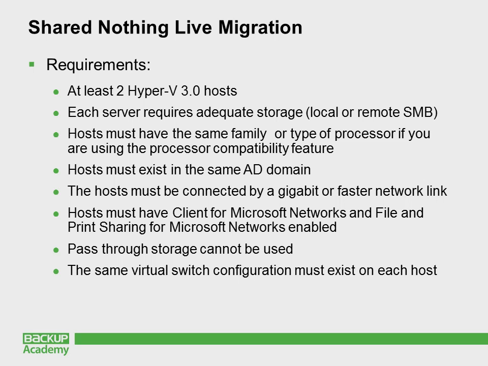The next criteria is that the hosts have to be connected to each other by a gigabit or faster network link. Live migrations are bandwidth intensive, and you have to have that gigabit or higher network link to facilitate shared nothing live migrations. Another requirement, and this is a biggie, is that the hosts have to have the Client for Microsoft Networks and the File and Printer Sharing service for Microsoft Networks enabled. Otherwise, shared nothing live migrations won't work. Also, pass-through storage can't be used because that can't be live migrated. And both machines that are involved in the shared nothing live migration have to have the same virtual switch configuration. So those are, in a nutshell, the requirements behind making a shared nothing live migration work.